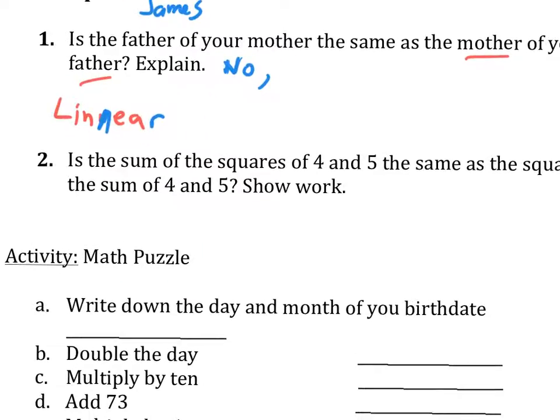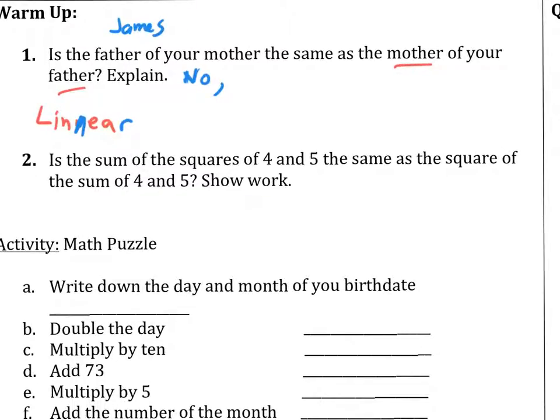Next up, is the sum of the squares of 4 and 5 the same as the square of the sum of 4 and 5? So here we see that if we reverse things here, if we add the squares together in a sense like a Pythagorean theorem, that's what Pythagorean theorem does, here we get 41. And if we sum them first, then square it, we get 81. And clearly they are not equal.